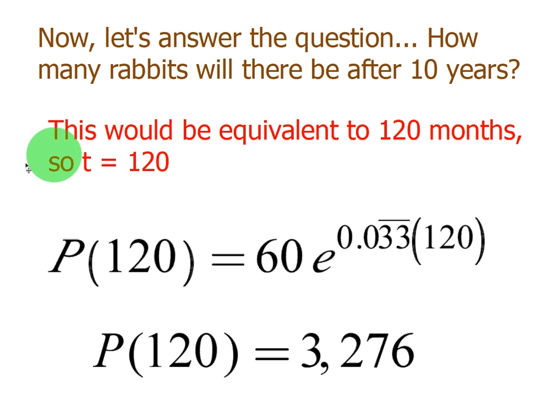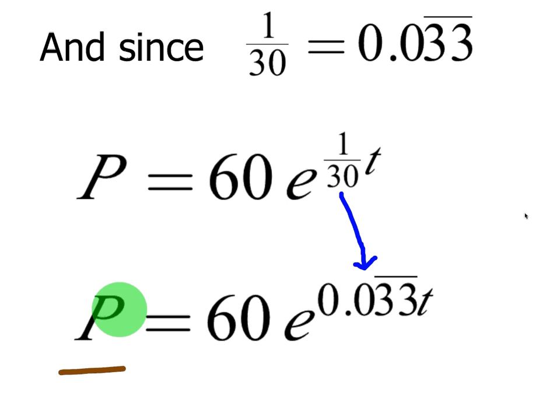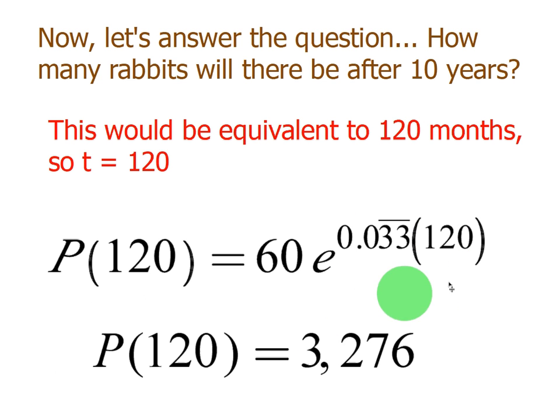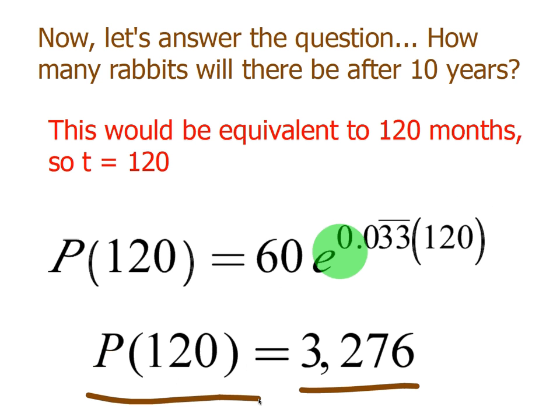So therefore there are 120 months, and therefore t will be 120. So we're going to plug in 120 into our equation right here. Plug that into a calculator and solve, so you get 60 times e to the whatever that is, and we get 3,276. Now again, this is the population equation, not the rate.